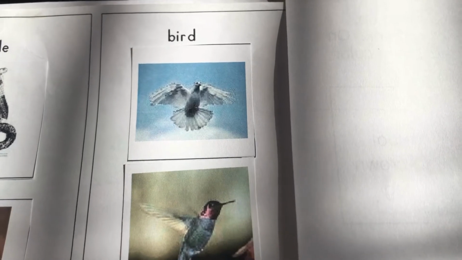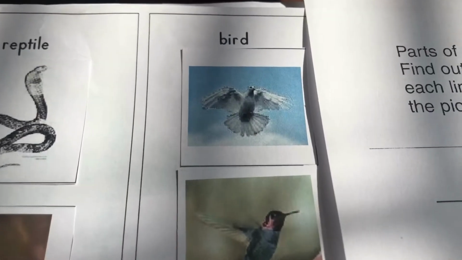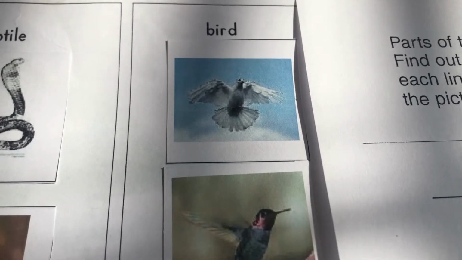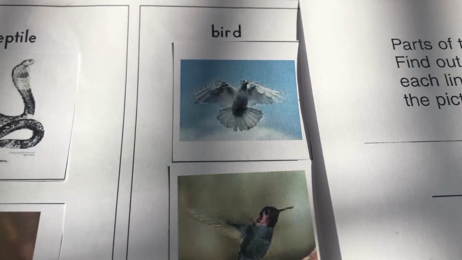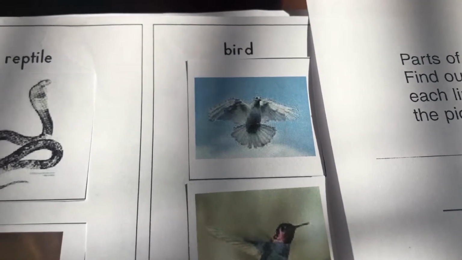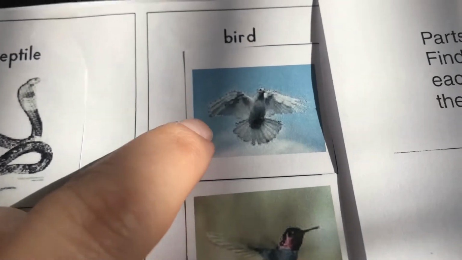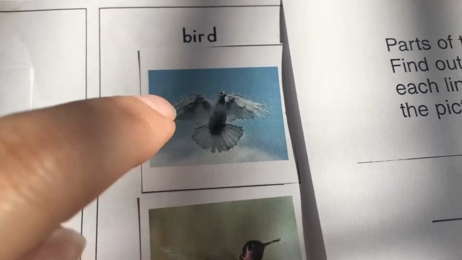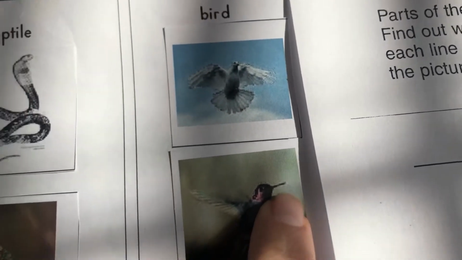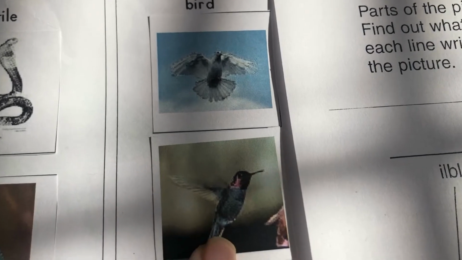Our last type of animal we are going to talk about is the bird. The physical features that all birds have is that all birds have a beak, they all have feathers, and they all have wings. So we're going to look through each bird here. They've got feathers, they've got wings, and then their beak. You can't really see it right here, but it's really, really small. You can see the beak here on this hummingbird, but he's got wings, he's flying, and he's got feathers.